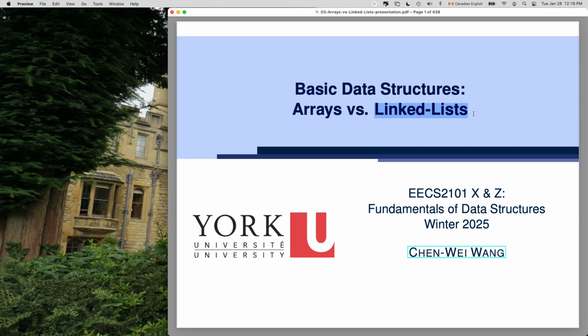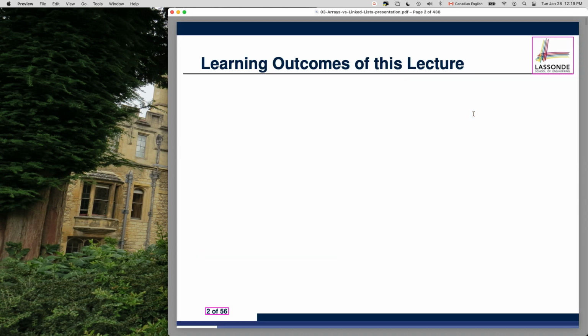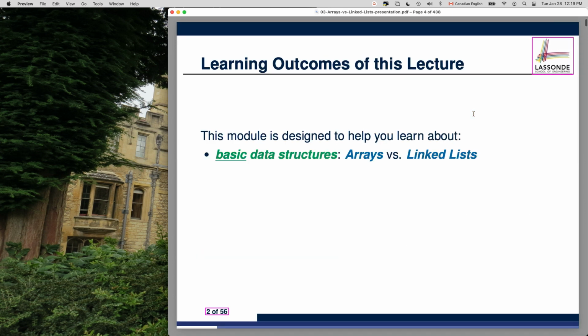Linked list is a very interesting idea. We're going to do lots of drawing in the class. That's the only way to learn it. Okay, so we're going to go over basic data structures, arrays versus linked lists.